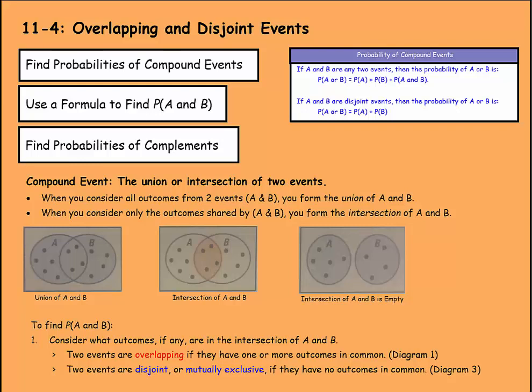We're on the fourth lesson of Chapter 11, which is overlapping and disjoint events. First, we're going to find probabilities of compound events. Then we're going to use a formula to find the probability of A and B. Then we're going to find probabilities of complements.